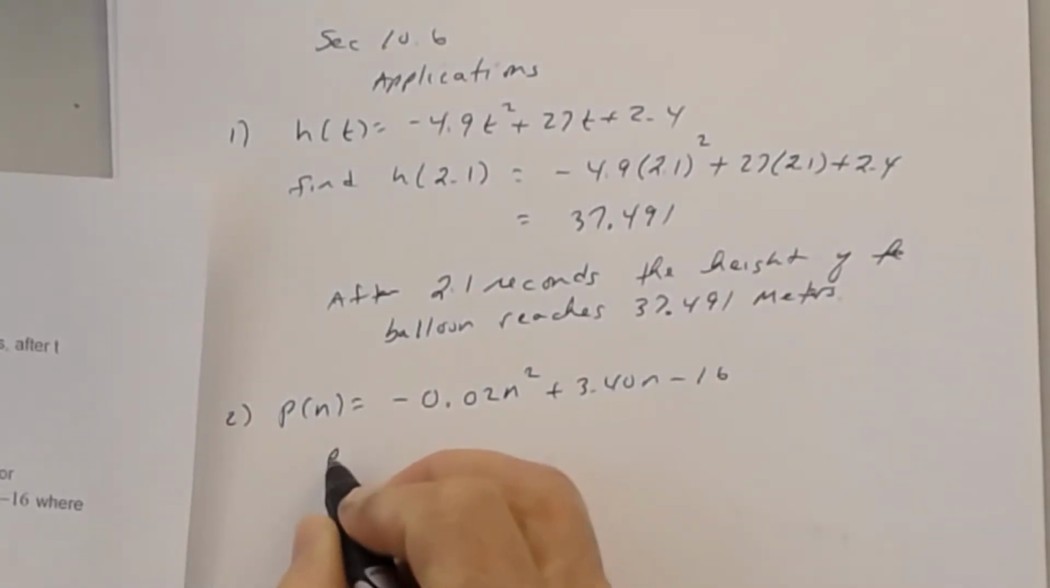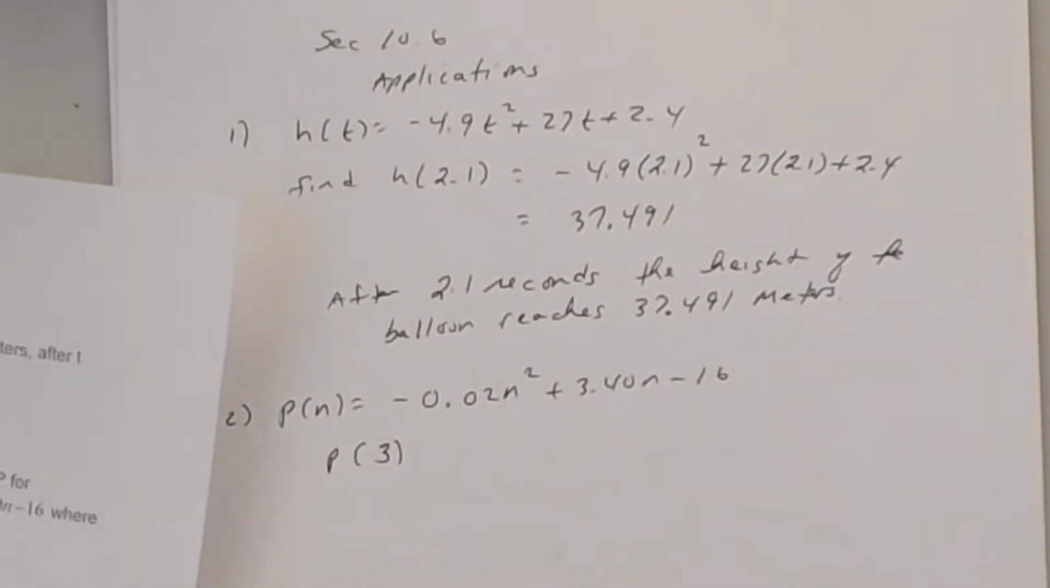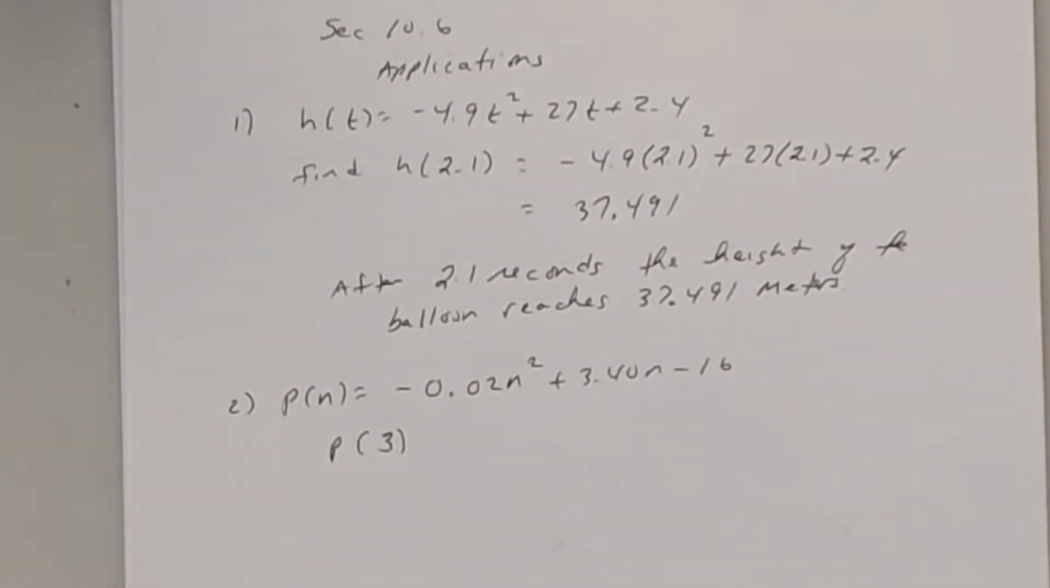And you want to find P of 3. All right, now, what does P stand for? Profit. And what are the units for profit? Thousands of dollars. N represents what? Units. And it is in what? Thousands.